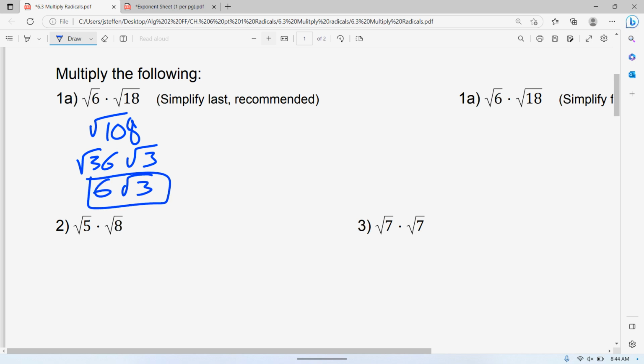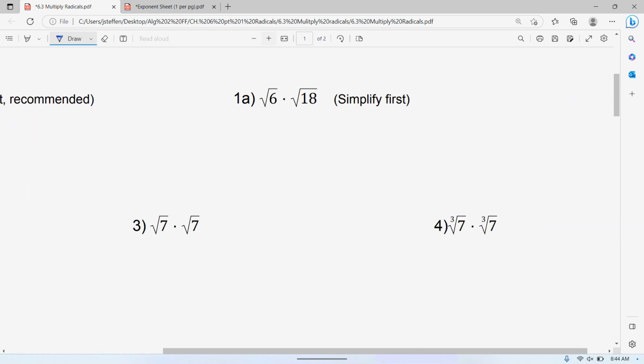Multiply square root of 6 times square root of 18, you end up with 108. That's the way I would recommend doing it. That's why I wanted to do that one first. Multiply together first. Multiplication or dividing is going to be the same way, where I think it's everything together first, and then you deal with simplifying.